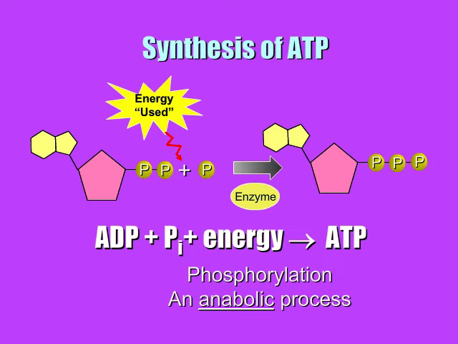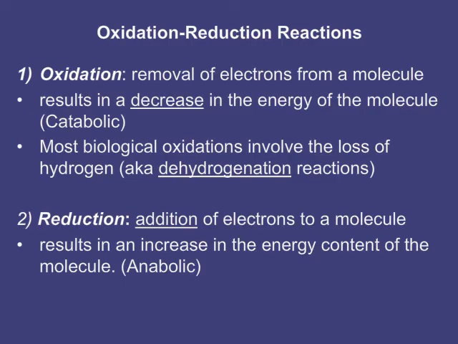And so we say this is an anabolic process. Remember, anabolism means to build, and for example, people that take anabolic steroids are looking to build lots of muscle mass. And so that can help you to remember the difference between anabolic and catabolic. In addition to understanding the difference between anabolism and catabolism, we must also understand what oxidation and reduction mean.